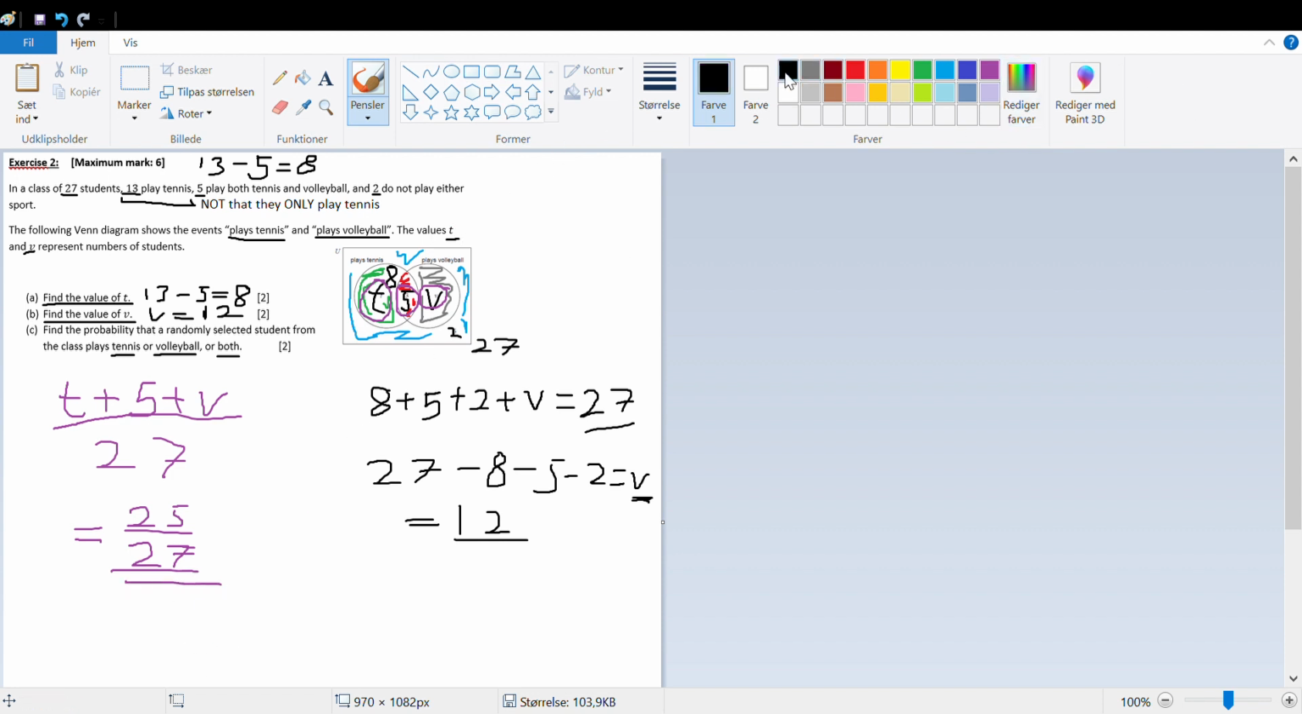I'm going to walk it through one more time. The idea being that this 13 here, this is probably the most critical part, is when it says 13 play tennis, they don't necessarily mean exclusively. It's not that they only play tennis. They might play other things too. Nothing in saying play tennis is exclusive. And this is a common trick on the IB exam, where they will very often try to trip you up with this. So pay close attention to it.